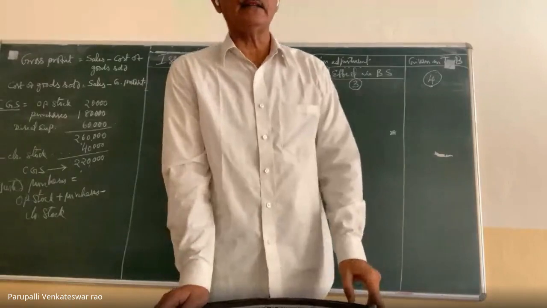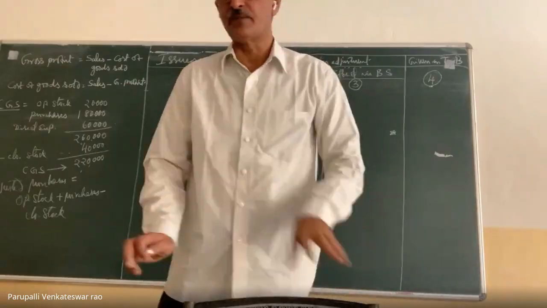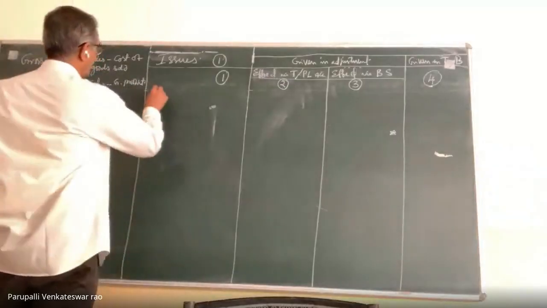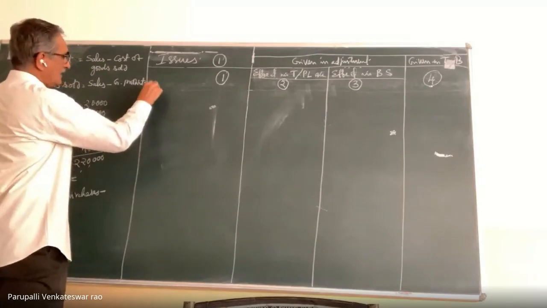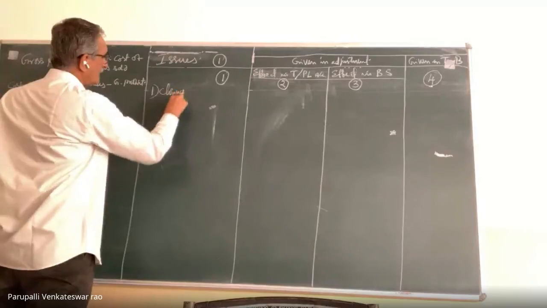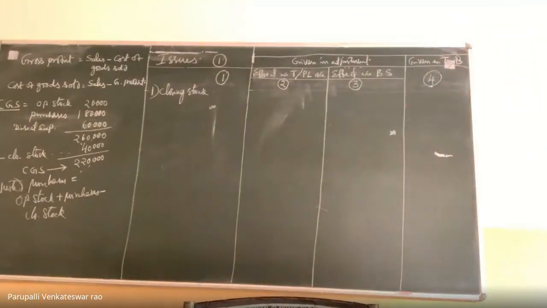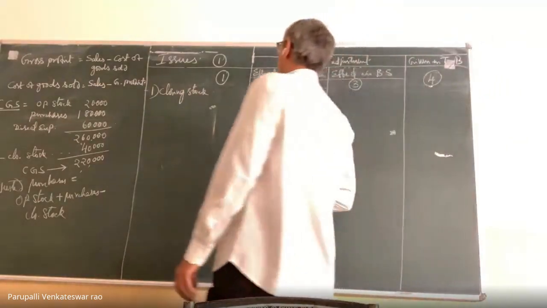What is the most common adjustment in final accounts? Closing stock. I am writing number 1 as closing stock. What is the closing stock? Previous year stock? It is unsold stock at the end of the financial year. Goods left unsold are called closing stock.